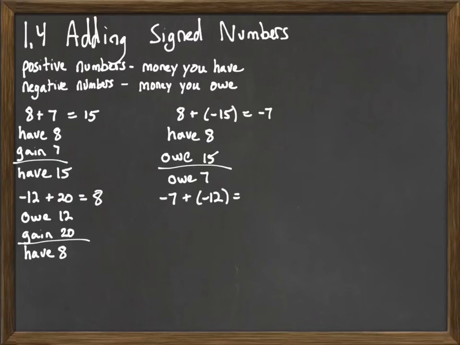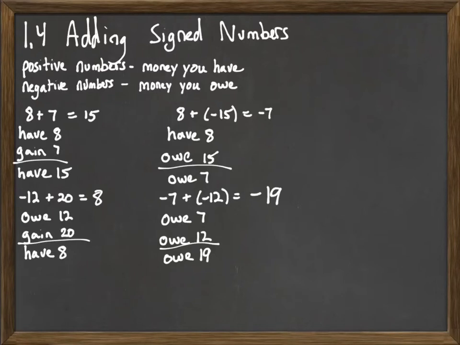Next example here, we have negative 7 plus negative 12. So we owe $7, and now someone's given us a bill for another $12. So in total, we're now in debt $19, or in other words, negative 7 plus negative 12 is negative 19.